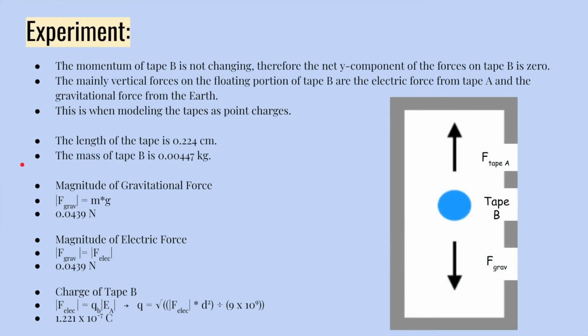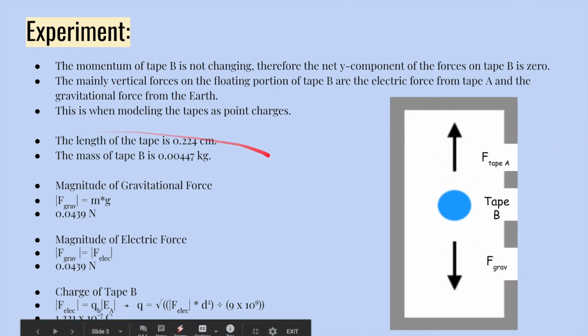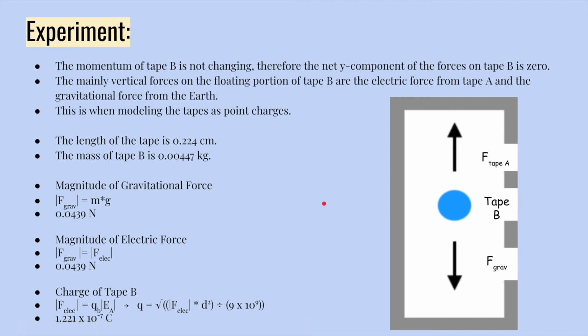The experiment. The momentum of tape B is not changing. Therefore, the net y component of the forces on tape B is 0. The mainly vertical forces on the floating portion of tape B are the electric force from tape A and the gravitational force from the Earth, as you can see in this free body diagram. This is when modeling the tapes as point charges.